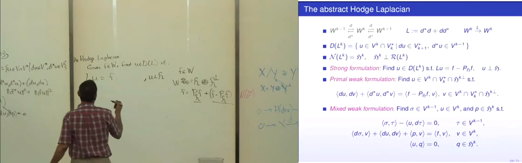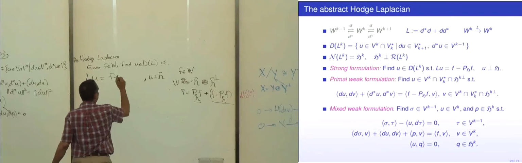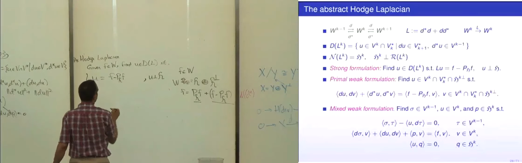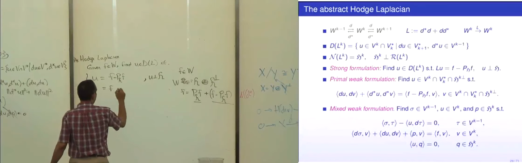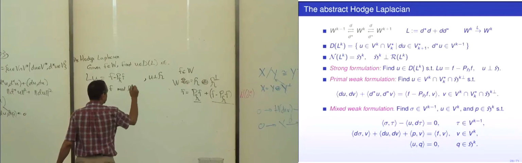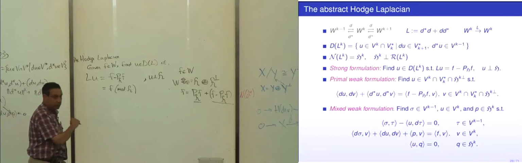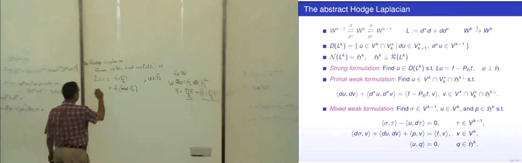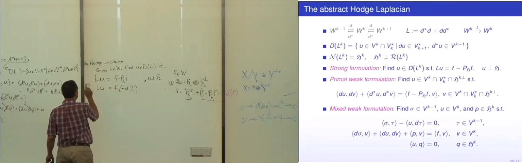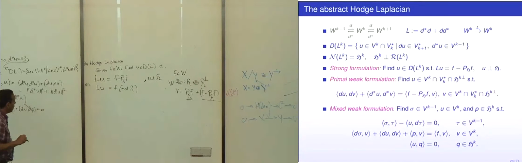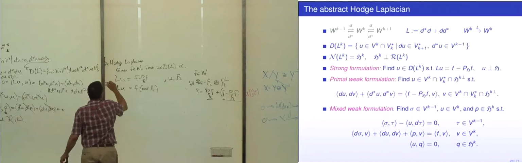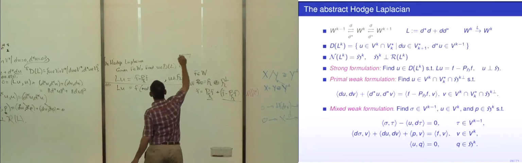So there's two ways I could write that. I could either write this equals f minus P_H f, or I could write equals f mod H. There's only one thing that you can subtract off that makes this solvable, right? So equivalently. So that's my abstract Hodge-Laplace problem that has a chance of being well posed.